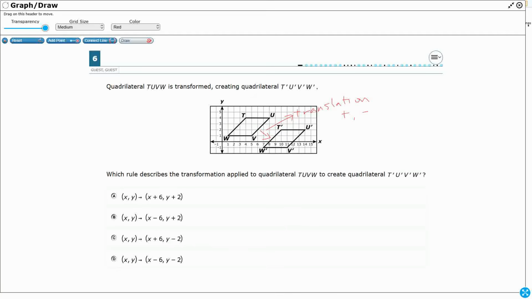All right, so let's just take one value here. I'm going to go from t to t prime. So you start with t, and they give you the order here, to t prime.